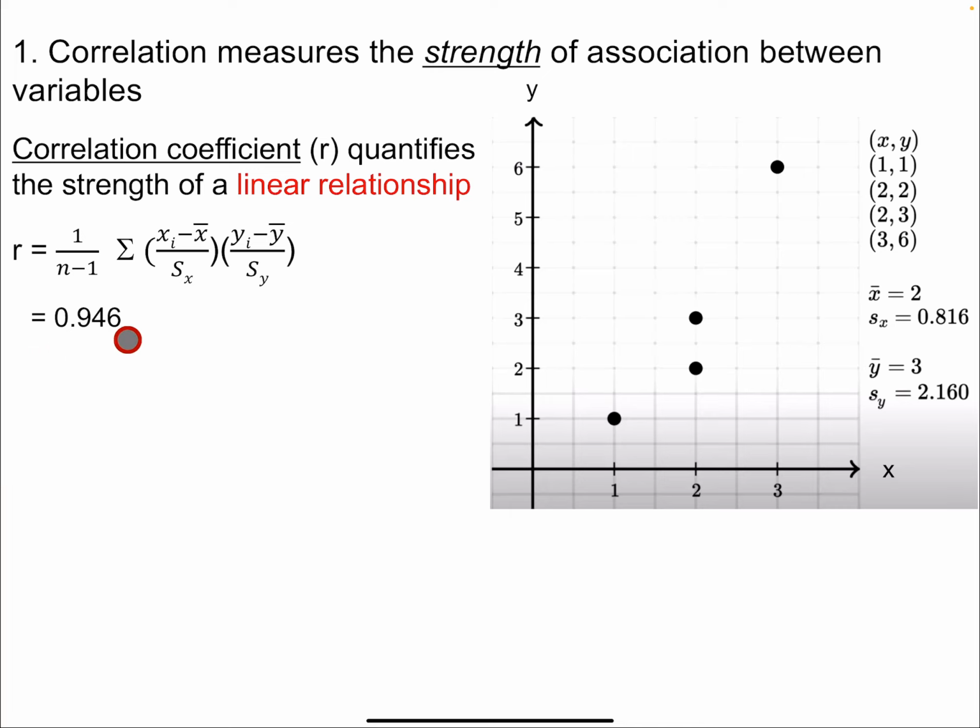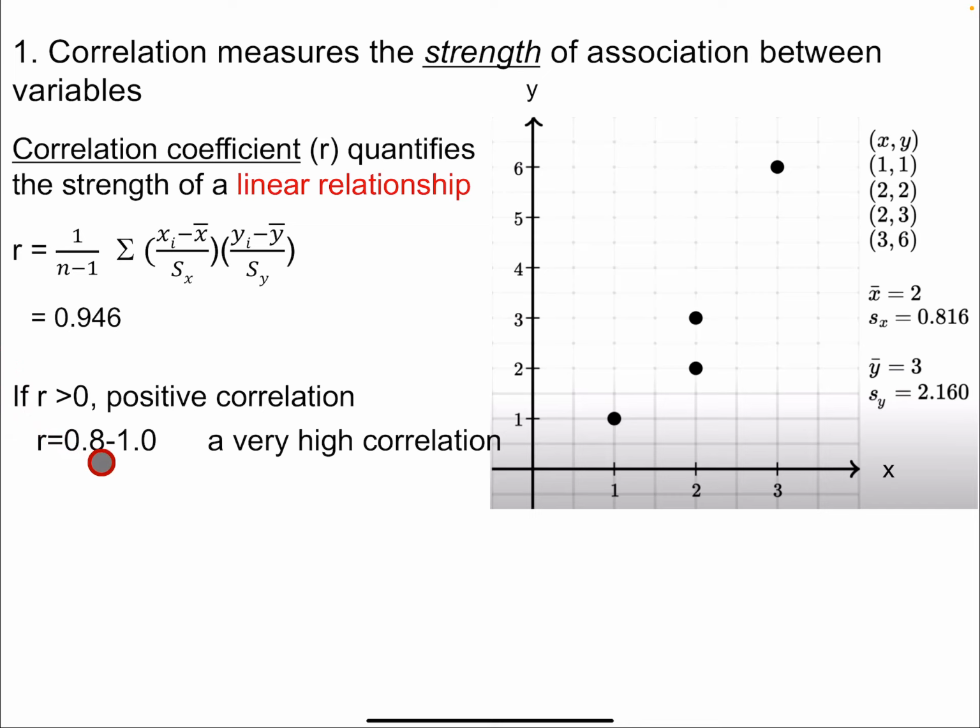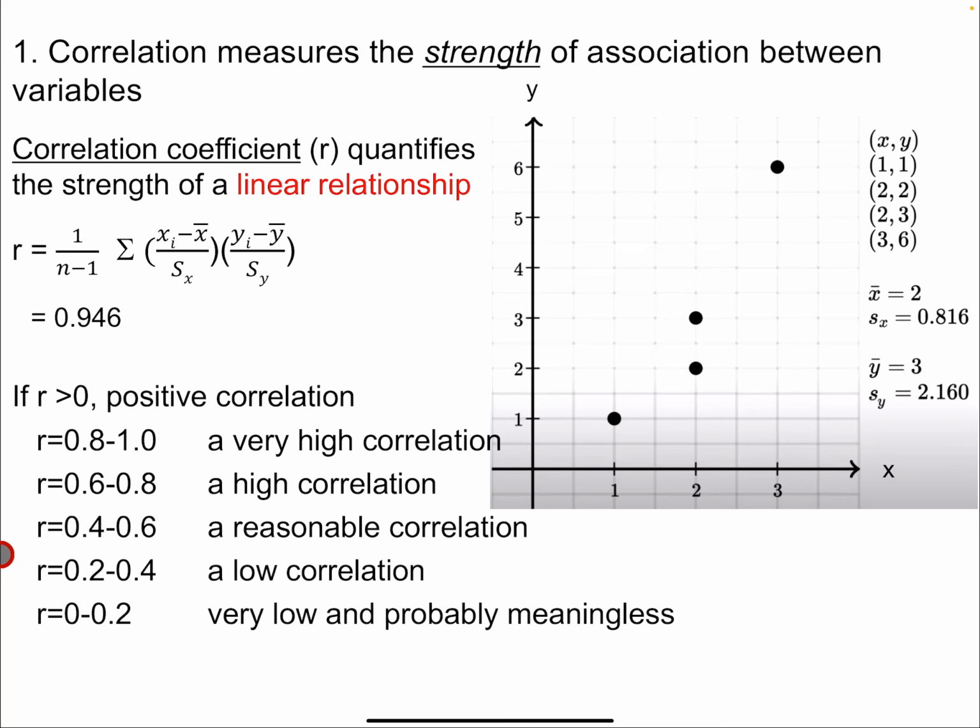What does that mean? When R is between 0.8 and 1, it indicates a very high correlation. When R is between 0.6 and 0.8, it is a high correlation. When R becomes smaller, the correlation becomes weaker. The same rule applies to negative correlation.